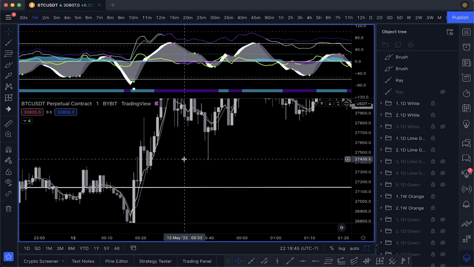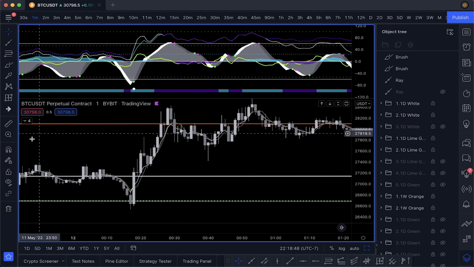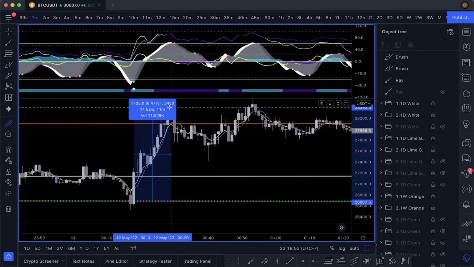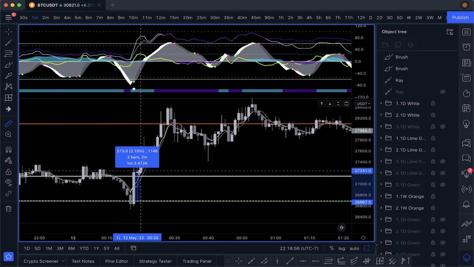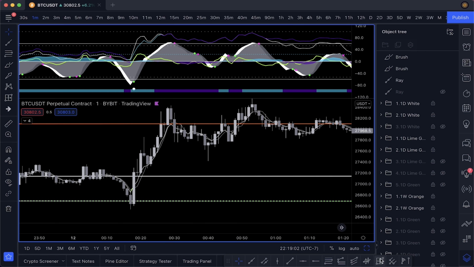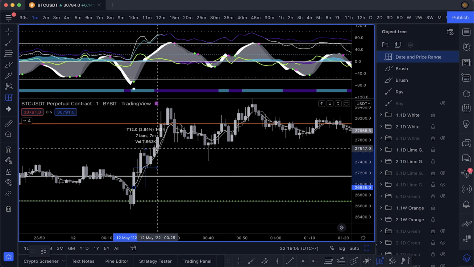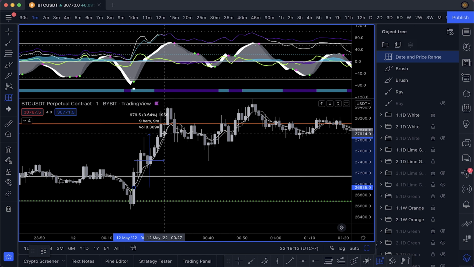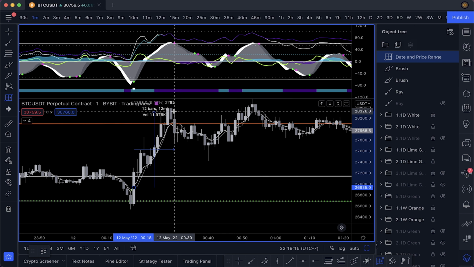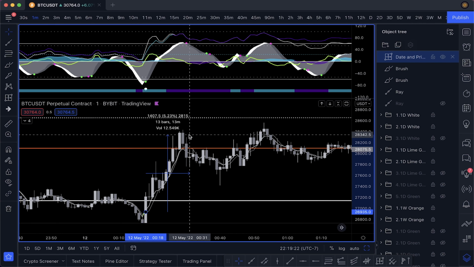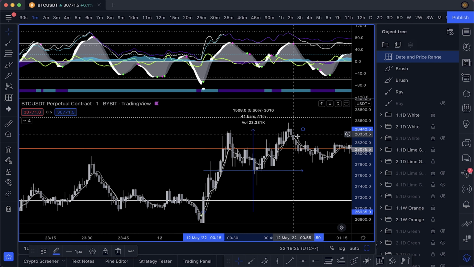Okay, let's see if we hit our take profits with this one. Okay, so it came up. Oh no, wait. We entered here. So we hit our first take profit at 30% out. Hit our second take profit at 5%. You know, that's why I let these ride, guys.